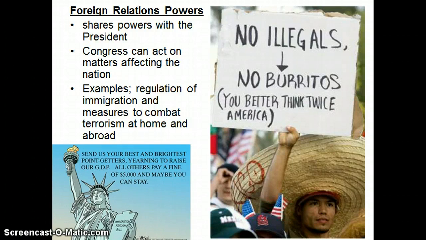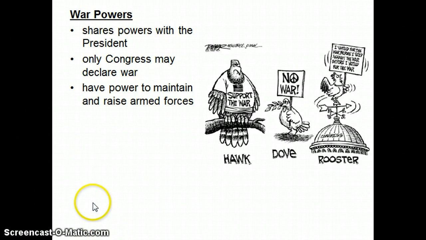And they share these with the president. Also shared with the president are the war powers. Only Congress can declare war, even though it's a popular misconception that the president declares war. It's actually Congress that does that.